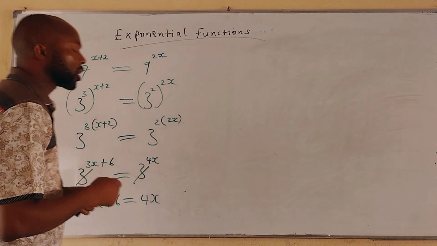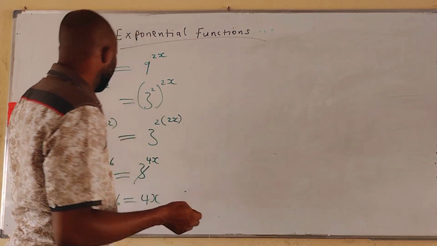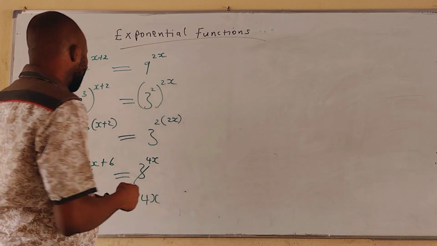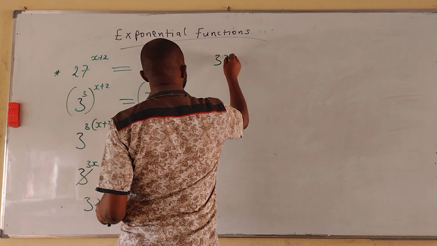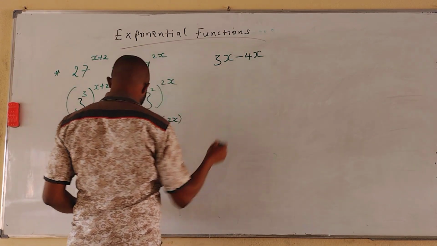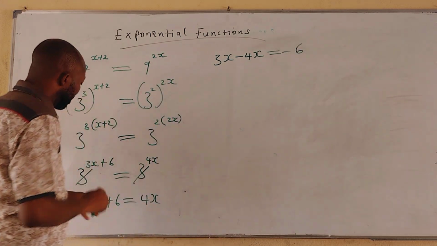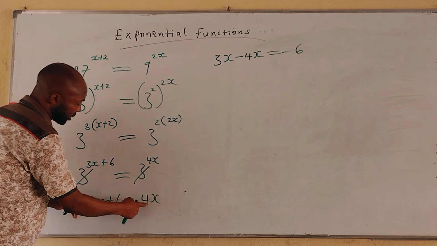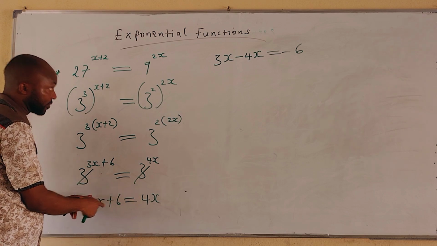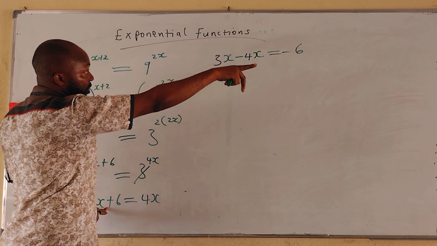Now, collection of like terms. We are now in linear algebra, another topic in mathematics. So in linear algebra, we collect like terms, right? So let's see, I now have 3x minus 4x equals minus 6. Collecting like terms, this is my 3x, this is 4x, it crosses over to this side. It was positive, becomes negative. I have minus 4x. And this is plus 6, it crosses over to the other side, becomes minus 6.